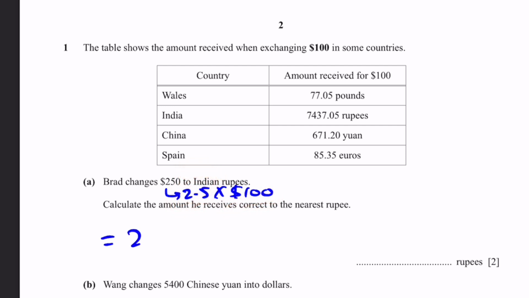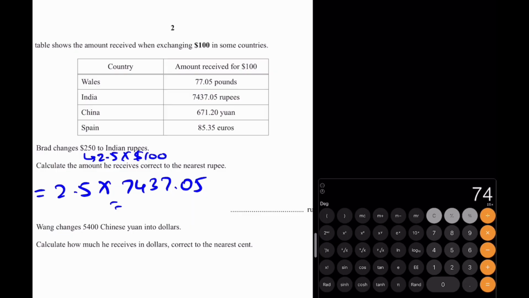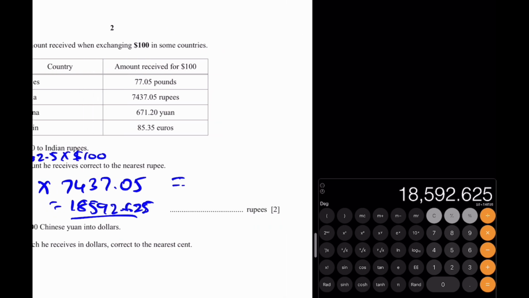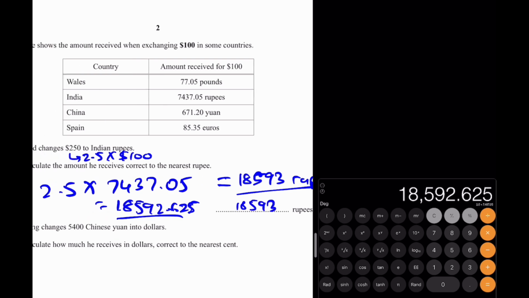So the amount he receives is 2.5 times 7437.05. And getting a calculator out, we will get 2.5 times 7437.05 to get 18592.625. And that's simply going to be 18593 rupees to the nearest rupee. That's our answer. Let's go to part B.